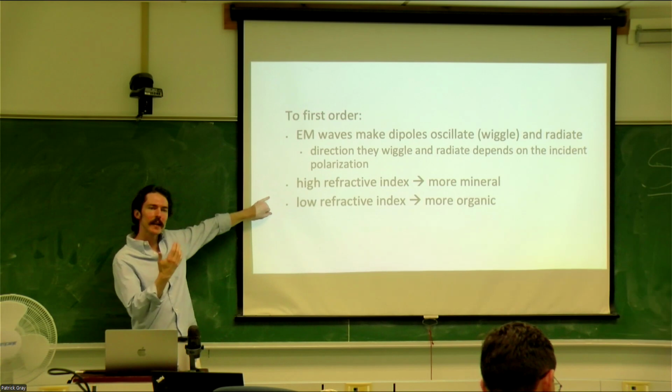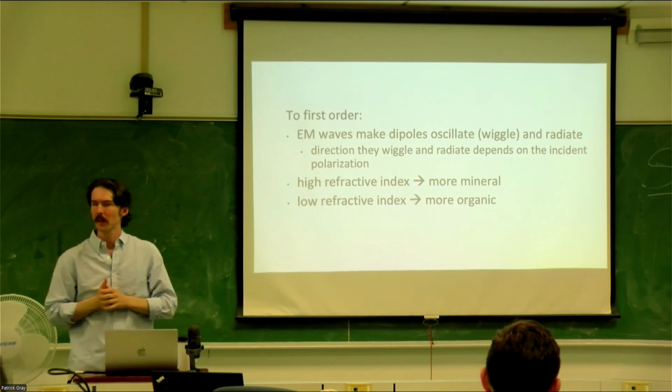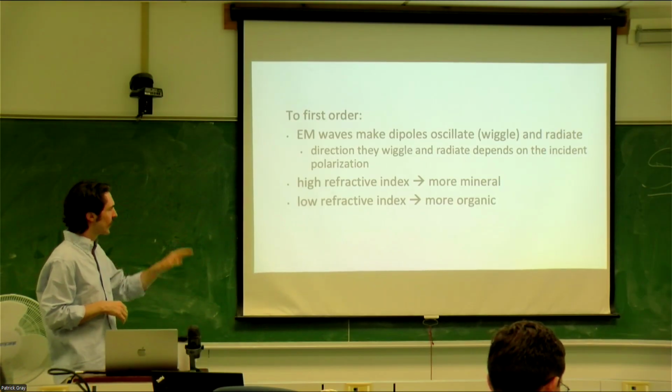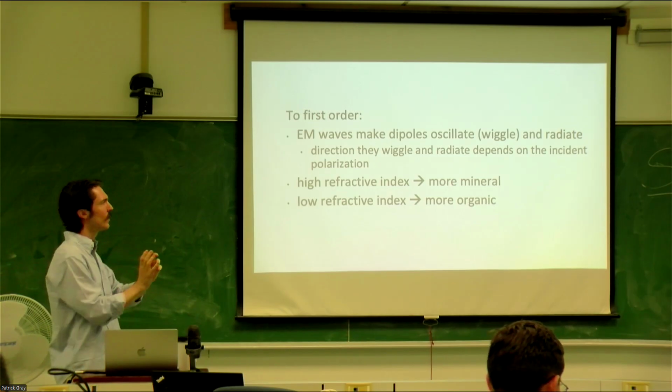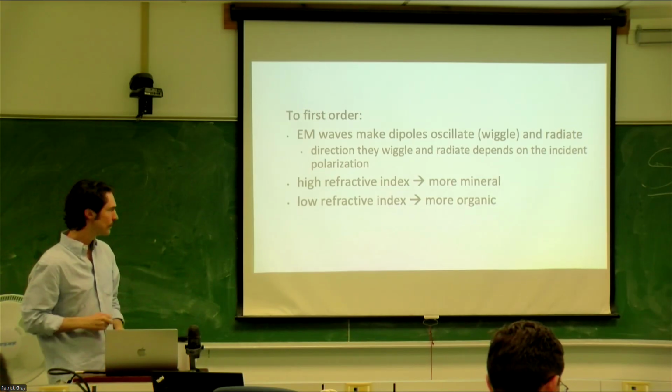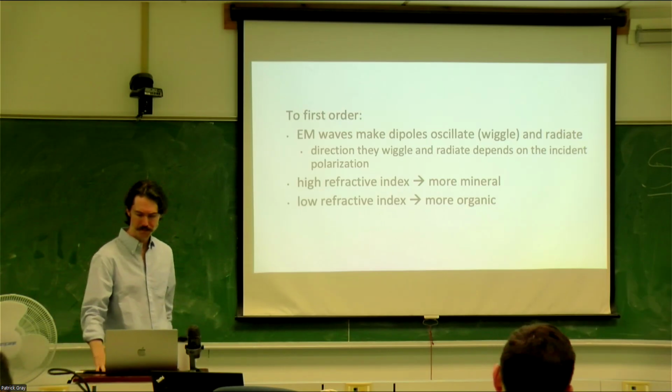The higher the refractive index compared to water, let's say, the more mineral your material is. This is sort of our general rule, if you only get a relative refractive index: the higher it is, the more mineral, the lower, the more organic. And most organic things are mostly full of water, so it makes sense that they're pretty close to water.